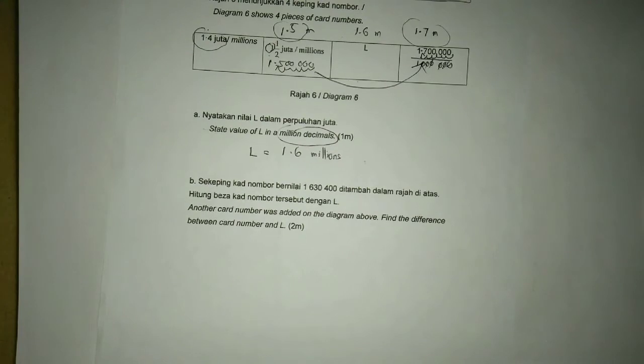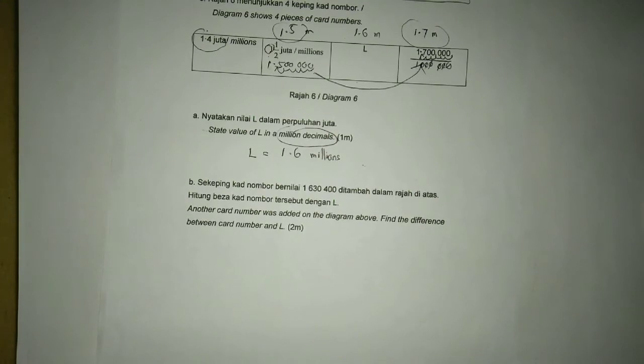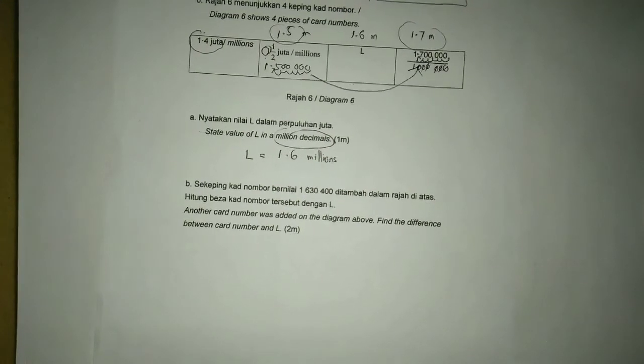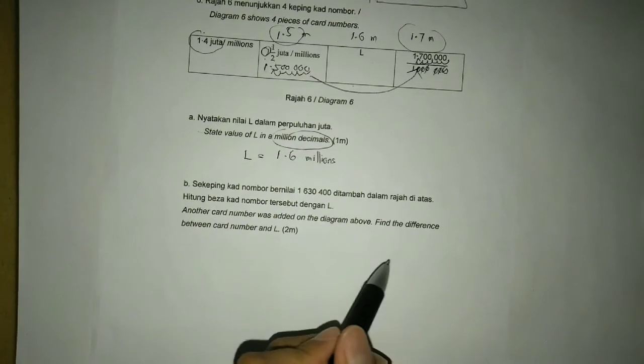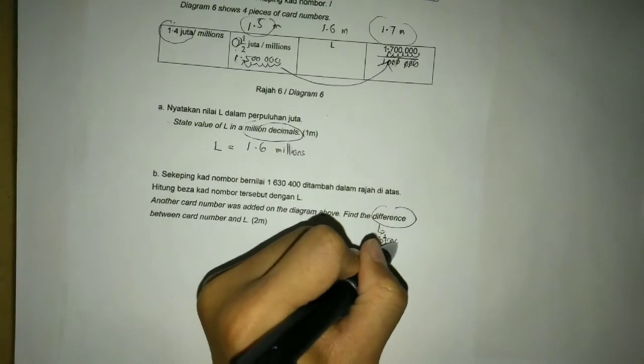Alright everyone, now next question. Another cut number was added on a diagram above. Find the difference between cut number and R. Okay, so the question asks you to find the difference. So difference means subtraction, or minus.